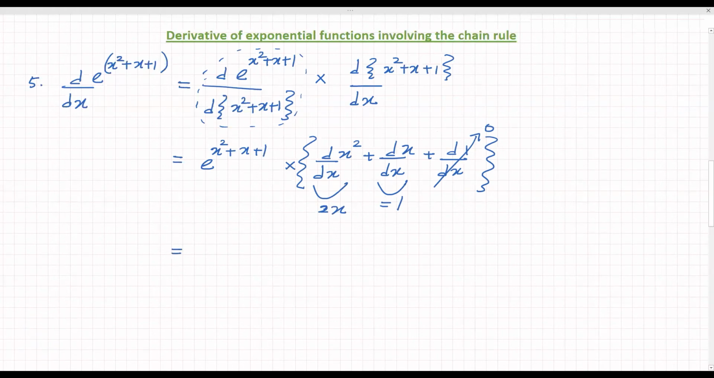So after adding all of these, here you get 2x plus 1. This is going to be 0. So from there you get 2x plus 1. And from this you get exponential x squared plus x plus 1. And that's the answer to that question.